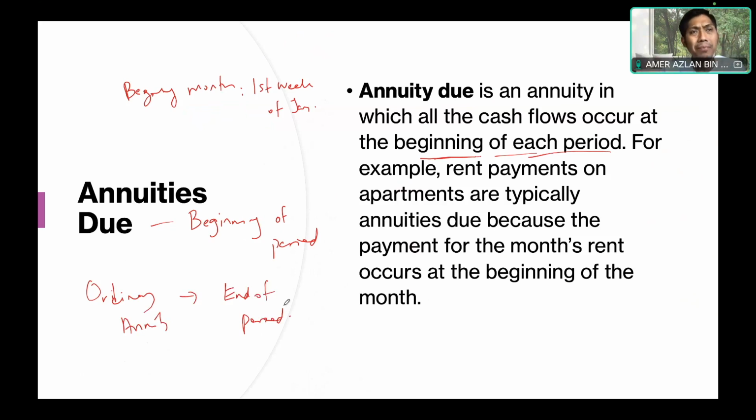For example, at the end of the year means the payment occurs somewhere in December. If at the end of the month means the payment occurred maybe on the 28th of January or 28th of March, at the end of the period. So that's the difference between ordinary annuity and annuity due.